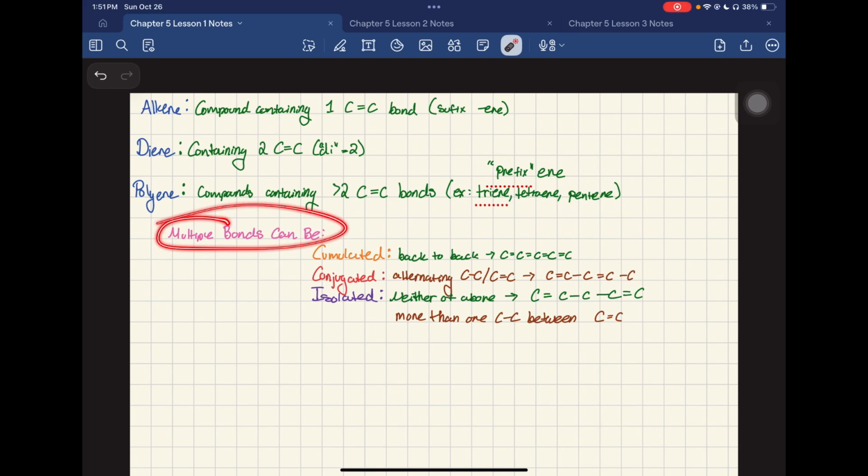So multiple bonds, right, can be either accumulated, which is back-to-back carbon double bonds, conjugated, which is alternating carbon single bond, carbon double bond, carbon single, carbon double, carbon single. And then isolated is when neither of the above are occurring. So there's a double bond, then there's a single, then there's a single, then there's a double, right? So more than one carbon single between carbon doubles.